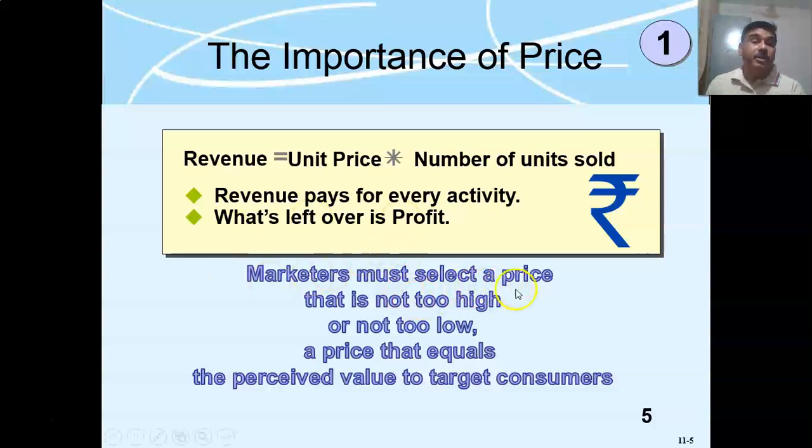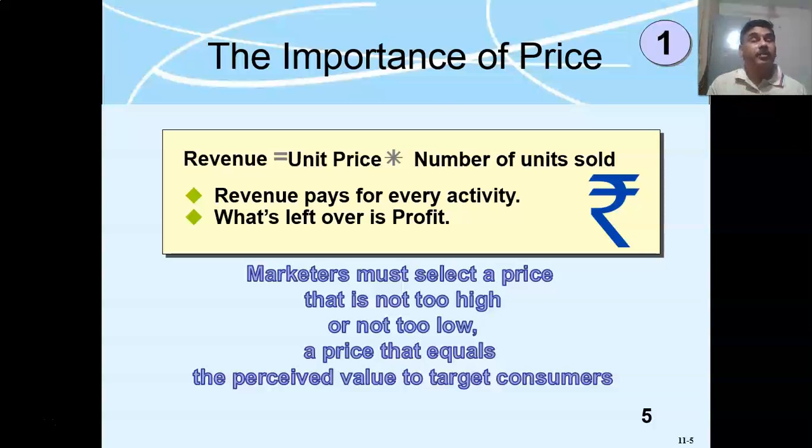Marketers must select a price that is not too high and not too low, a price that equals the perceived value to target consumers. So according to this, the pricing should not be much high, should not be much low, but should be more or less towards the perceived value. Perceived value means what exactly the customers are perceiving as the value of any product, right?